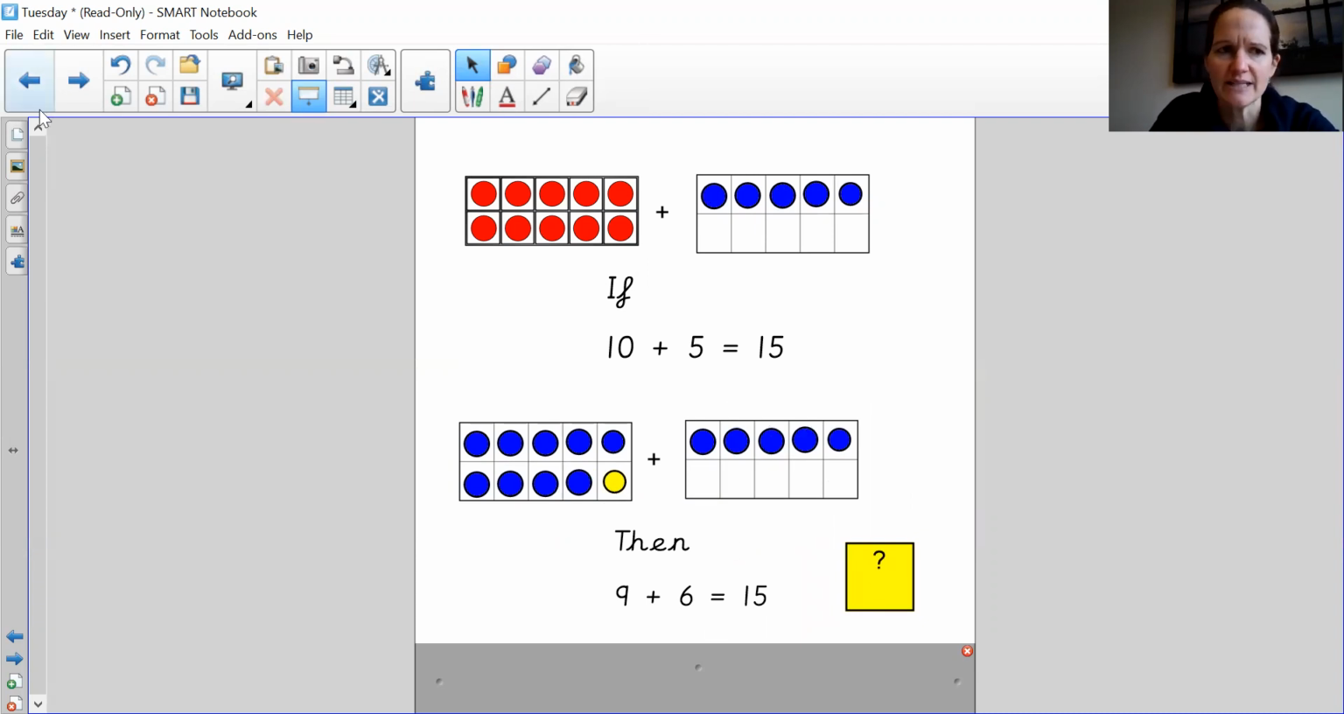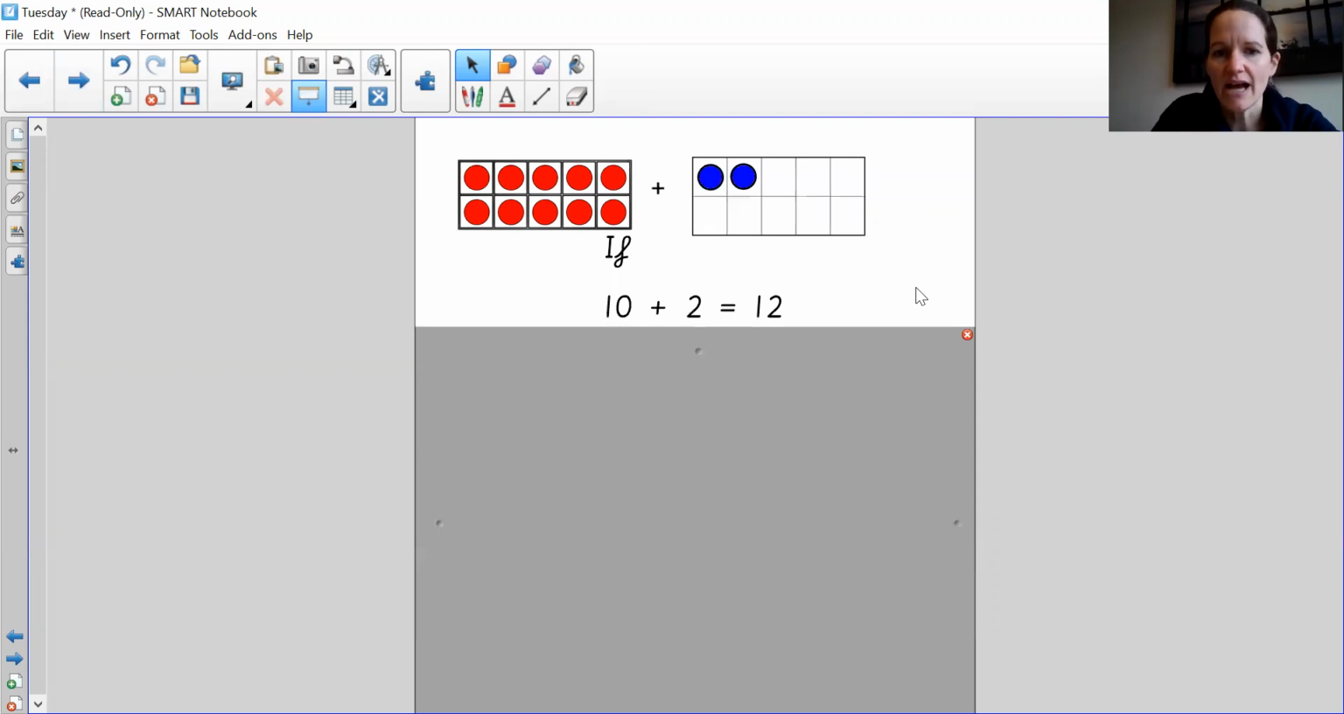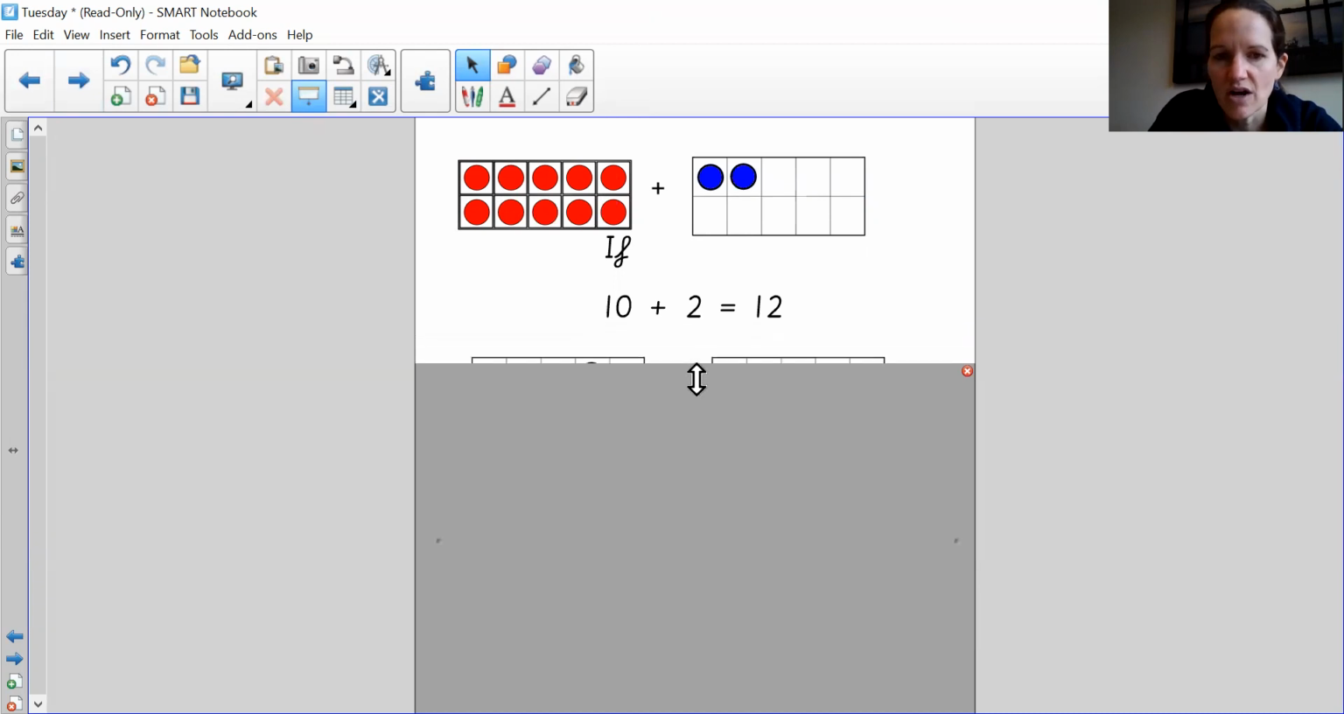So we're going to do a few more examples, okay? So here I have 10 plus 2. I have my tens frame full of 10, and then I have 2 extra. So I can put 10 in my head, 11, 12. Or if I know 10 and 2 is 12, it's easier to add that way. So let's look at the question that I've got underneath.